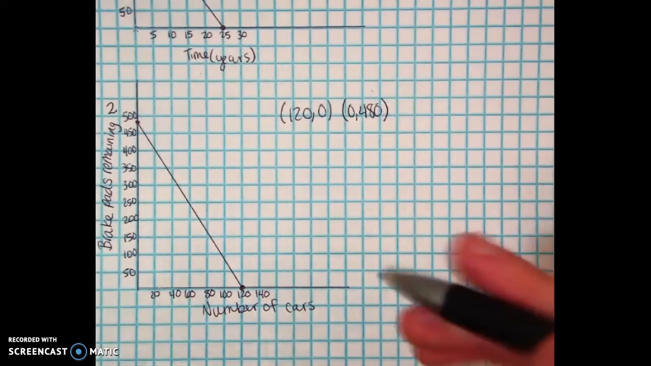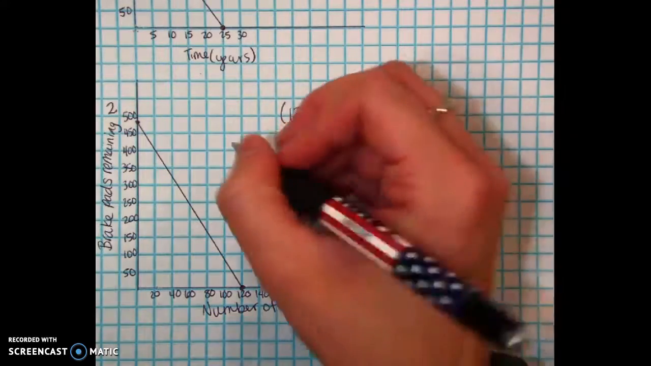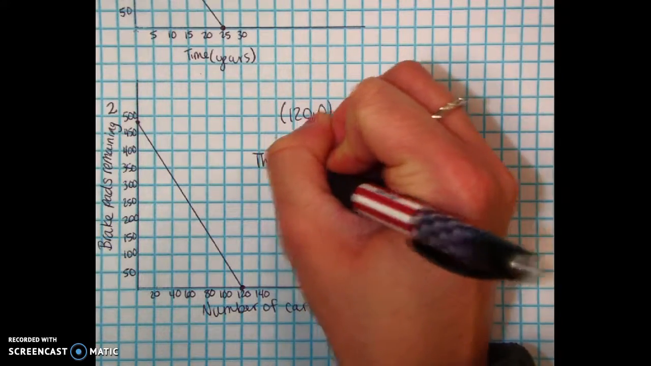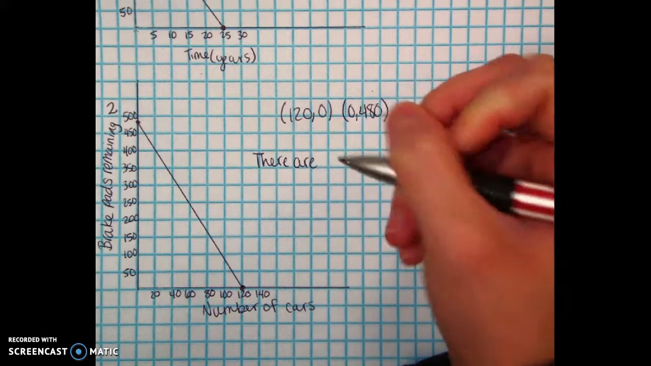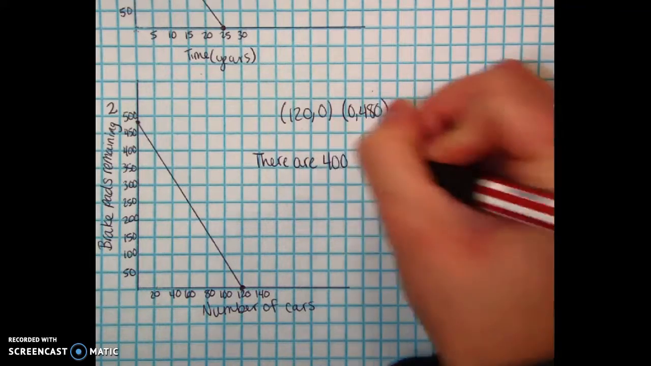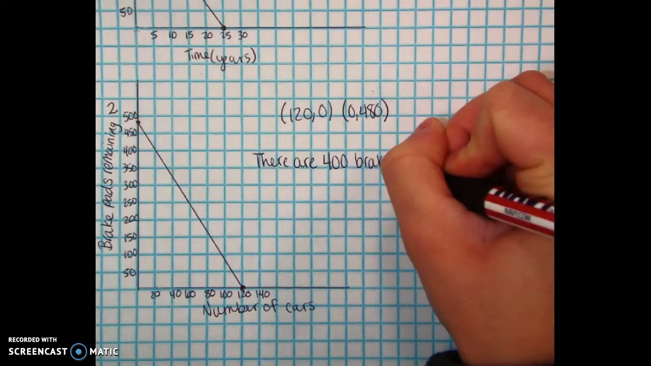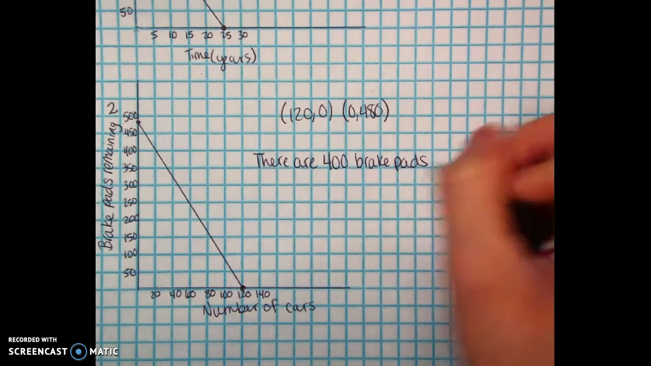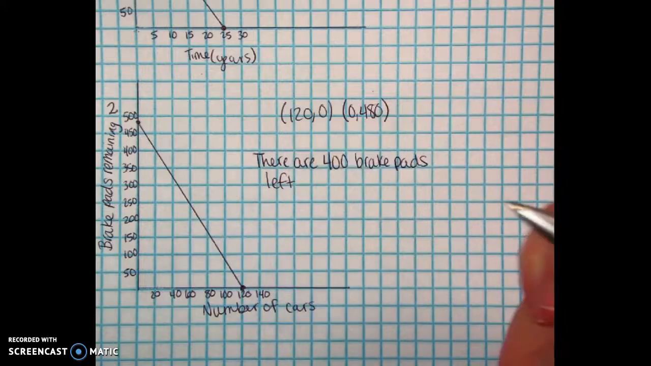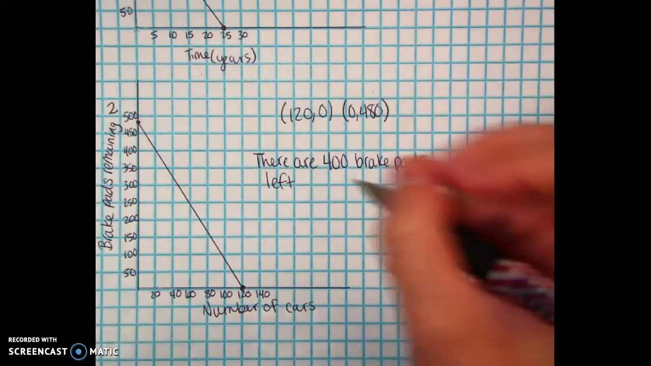So let's write out our answer because it is a word problem. There are 400 brake pads left after installing them on 20 cars.